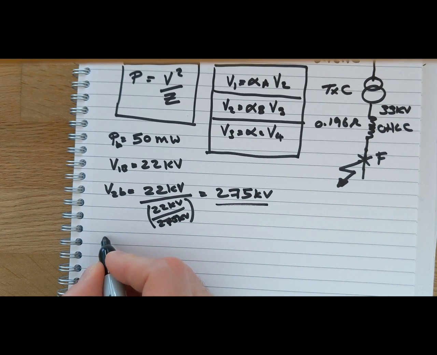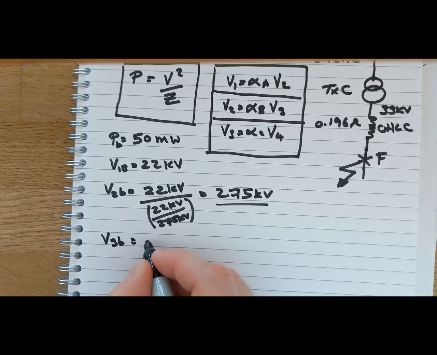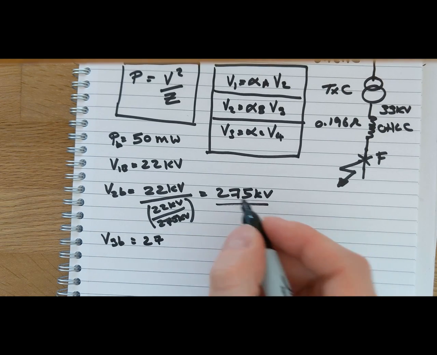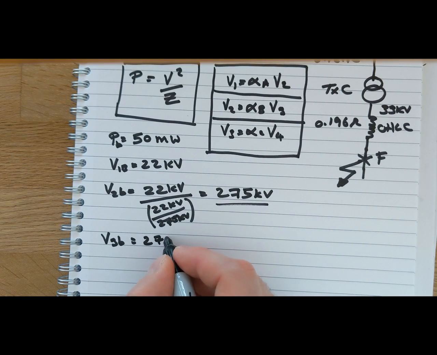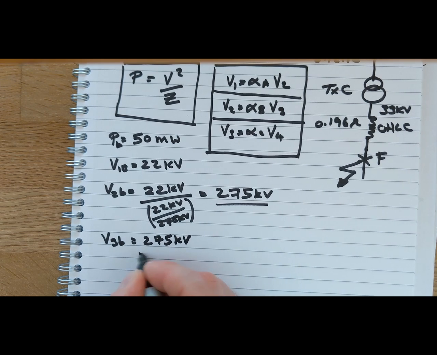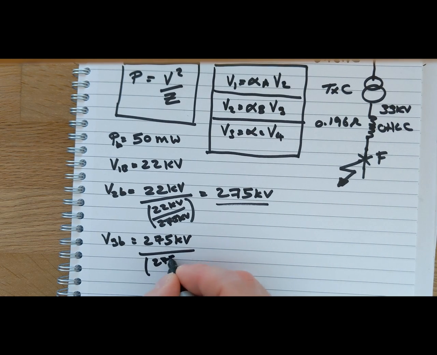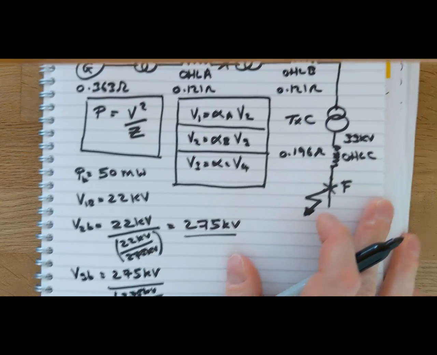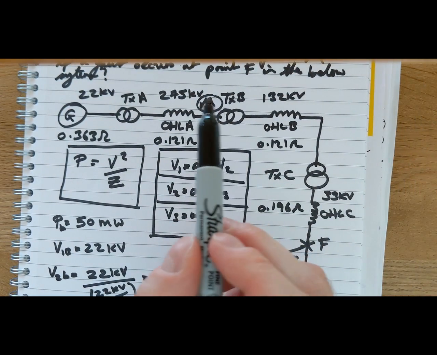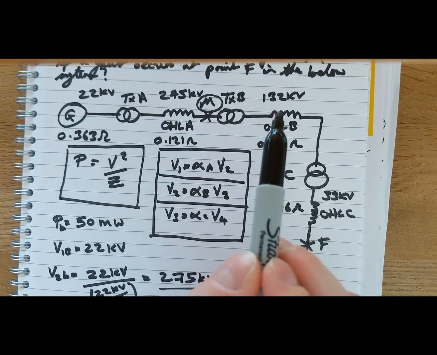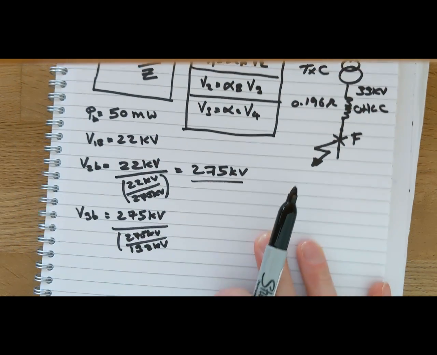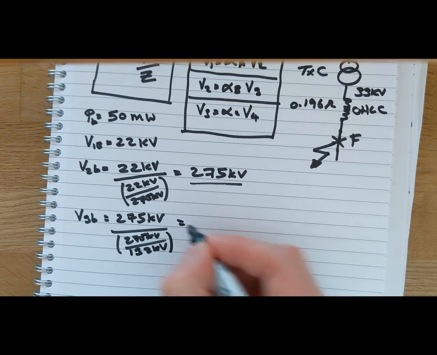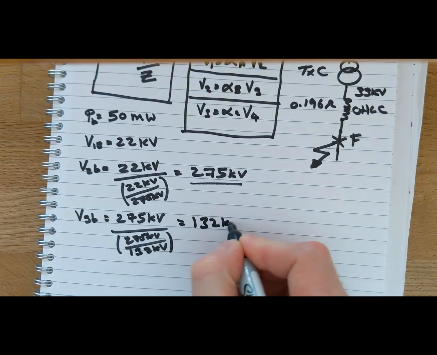And therefore our voltage 3 base, again, is just our voltage 2, which is 275 kV, divided by 275 kV over 132 kV, because that is the turns ratio of transformer B, which is between 275 and 132 kV. And funnily enough, that gives us 132 kV.